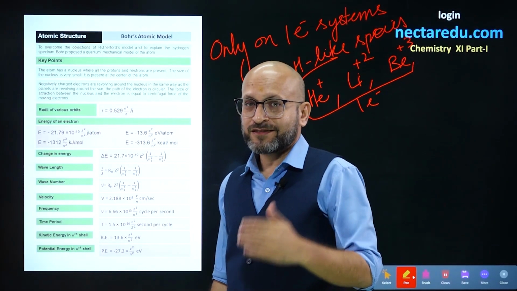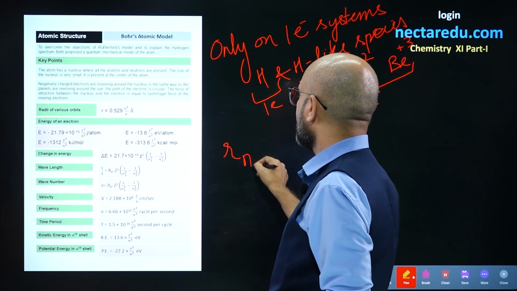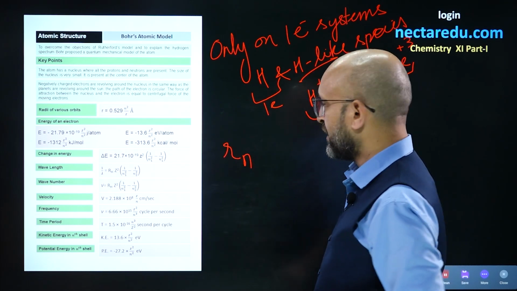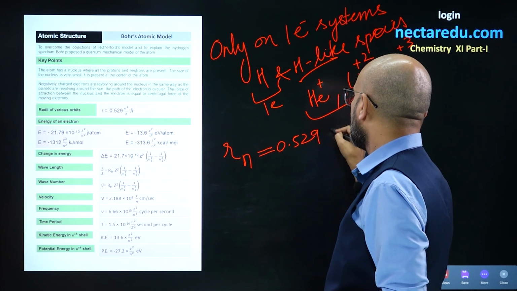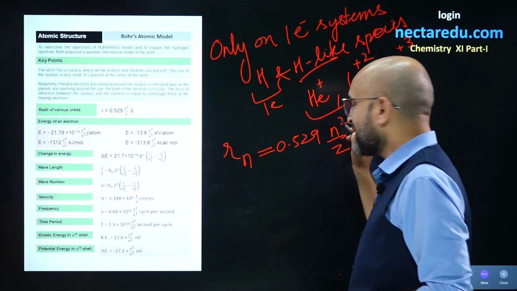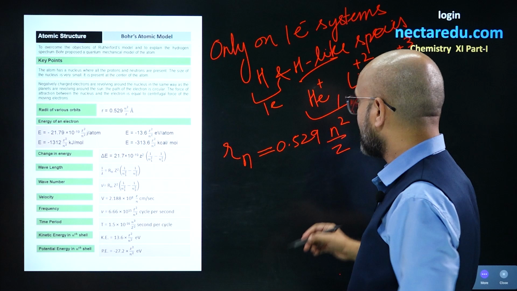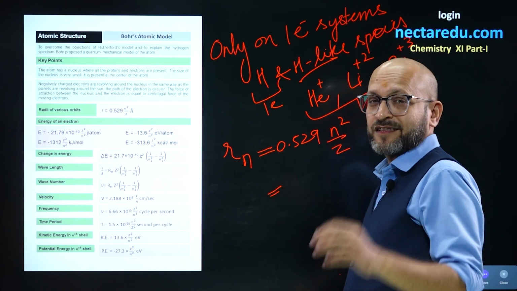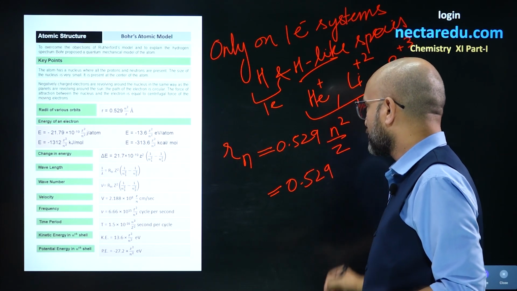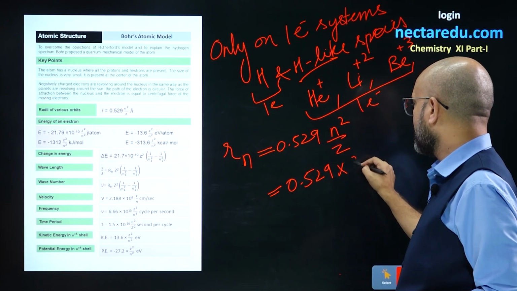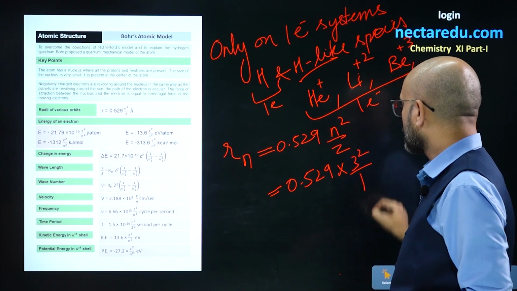Now some important formulas are given here. Beginning with the formula for radius of orbit. The radius of orbit, Rn, where n is the orbit number, has the formula 0.529 n square by Z. What is n here? n is the orbit number. If you want to calculate, let's say, the radius of the third orbit of hydrogen, the orbit number is 3 square. What is the atomic number of hydrogen? That is 1. So you put it here.